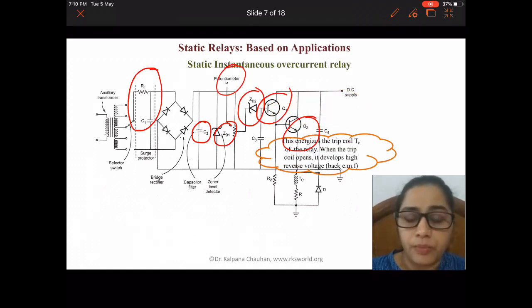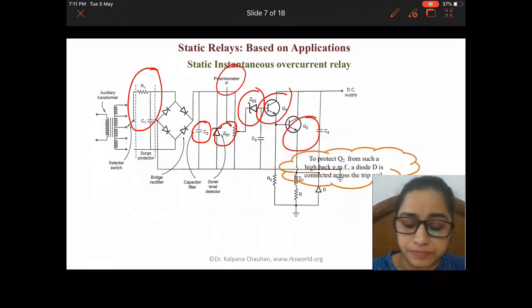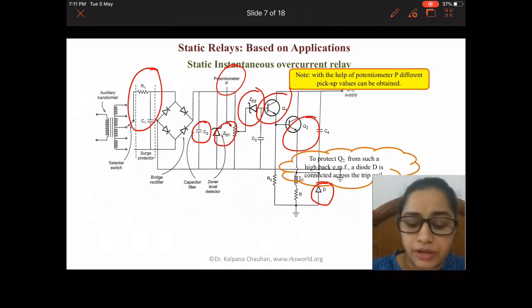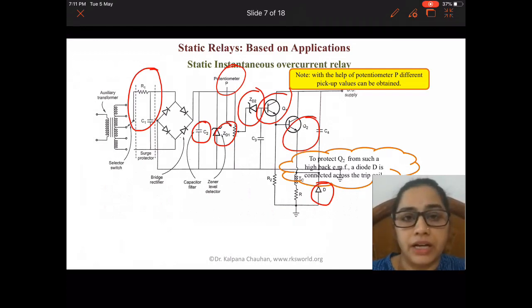When the trip coil opens, it develops a high reverse voltage, which is called the back EMF. To protect the circuit from the back EMF, we have connected a diode here. We can see this diode is connected across the trip coil to protect it from the back EMF. With the help of potentiometer P, different pickup values can be obtained. That's why we have connected the potentiometer here.